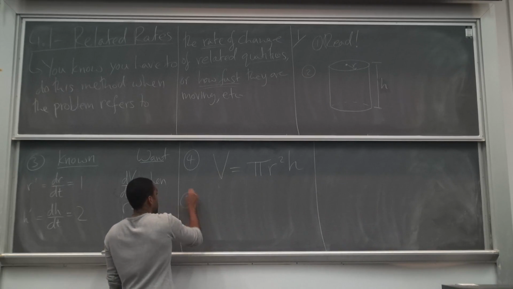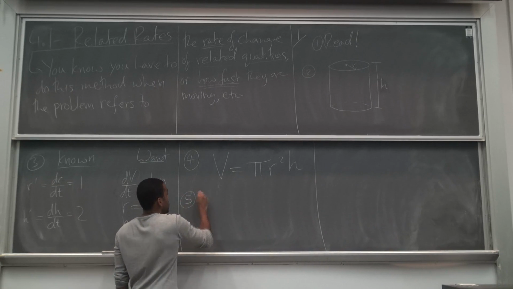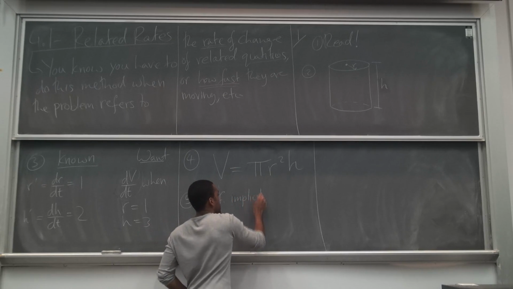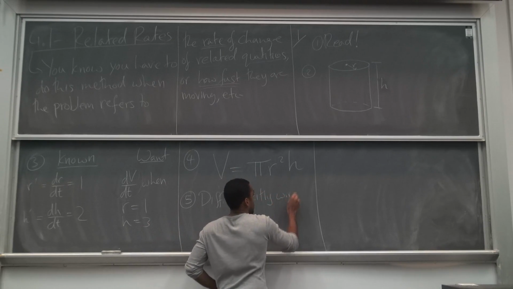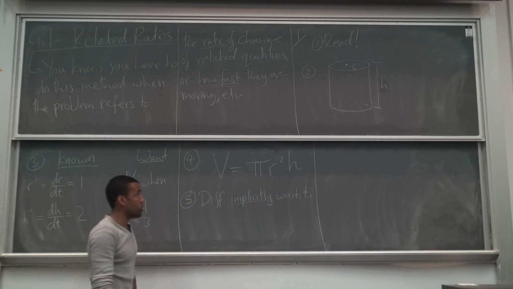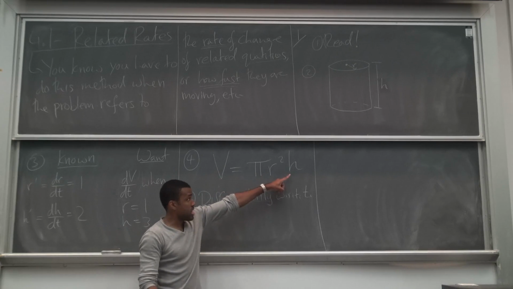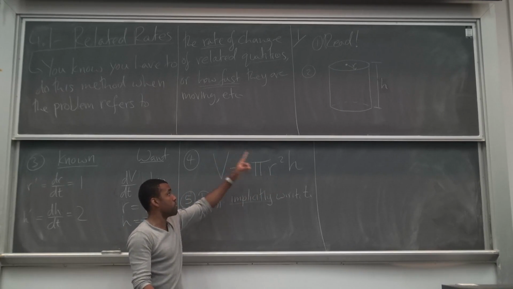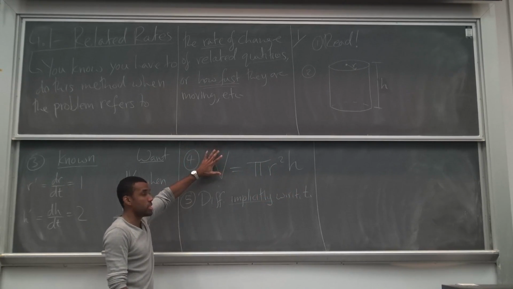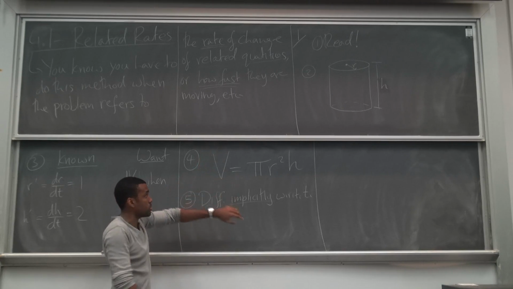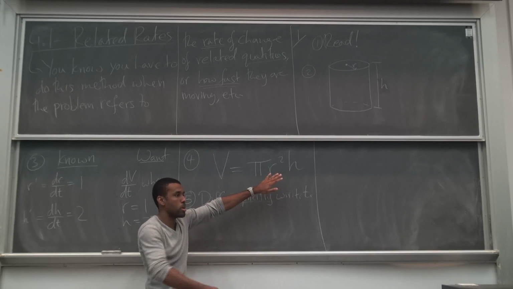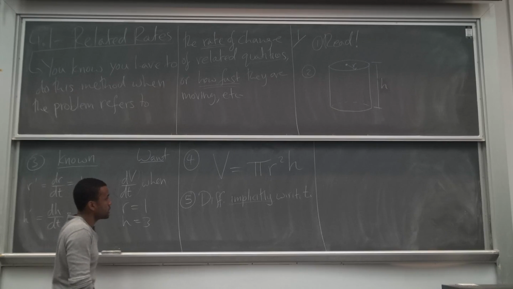Now step 5. We're going to differentiate implicitly with respect to t. Now that word implicitly here is basically telling you that your V, your r, your h, they're not variables by themselves. They all are functions of t, right? That's important. So that means whenever I differentiate a V term, I have to multiply by dV/dt. If I differentiate an r term, I have to multiply by dr/dt. If I differentiate an h term, I have to multiply by dh/dt because the chain rule takes effect.